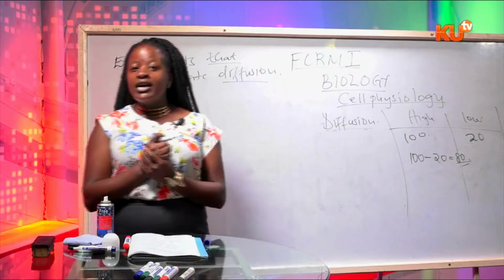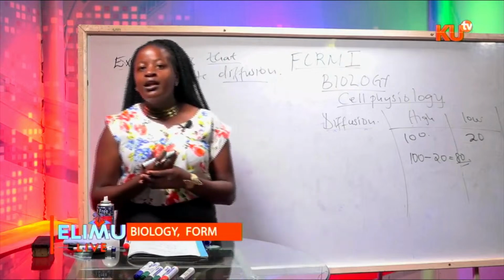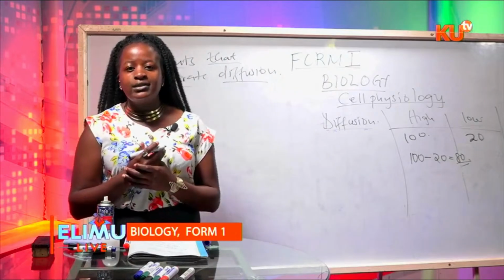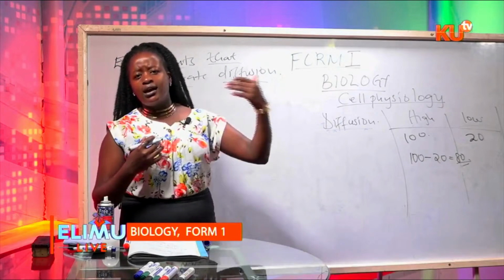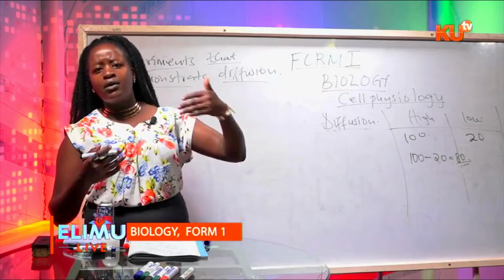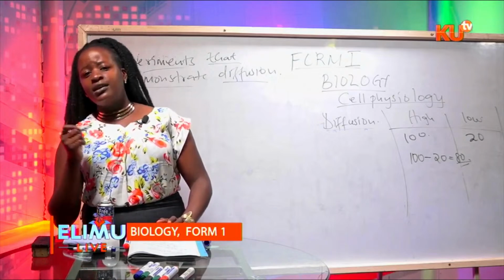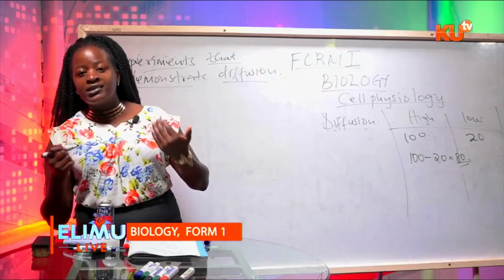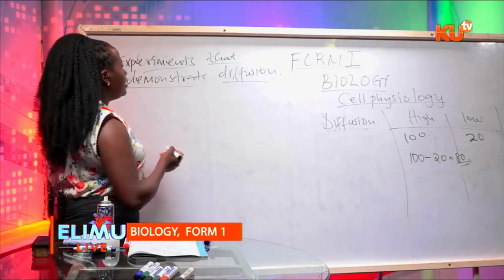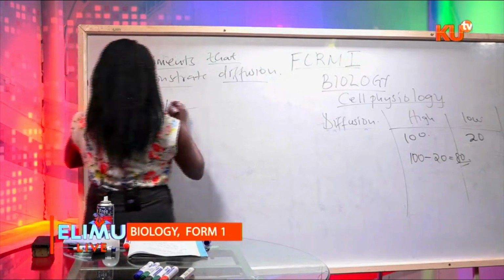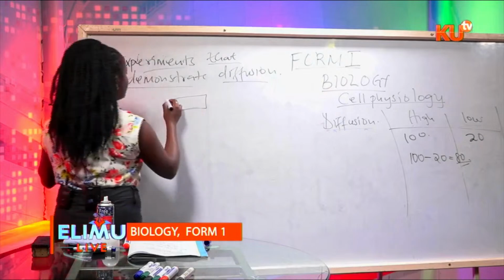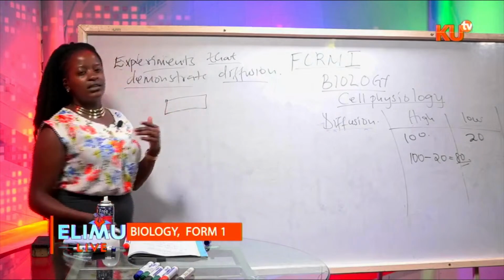In the laboratory, we do not have live cell membranes. We cannot remove cell membranes from live organisms and bring them to the lab. So what we have in the lab to represent the cell membrane is called a Viskin tubing.